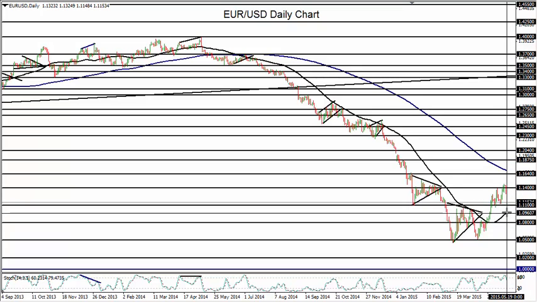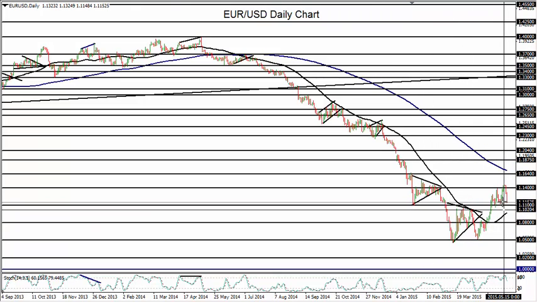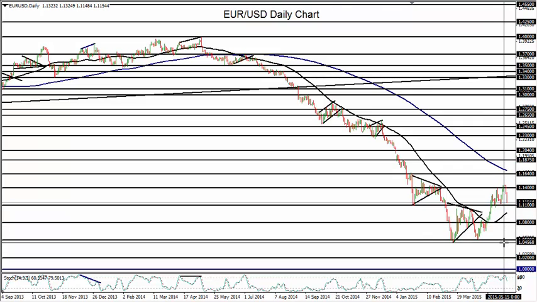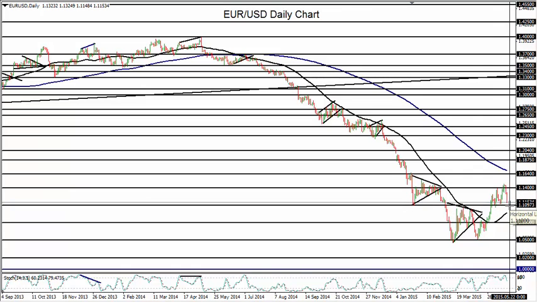Now if there's a breakdown below the 111 key support resistance level, we could be returning back down to the 108 target and eventually towards the 105 target. But for now, we're still above the 111 target. We've still got strong resistance up here right around the 114 area. And again, if there is a breakdown below 111, we're looking towards the 108 target to the downside.